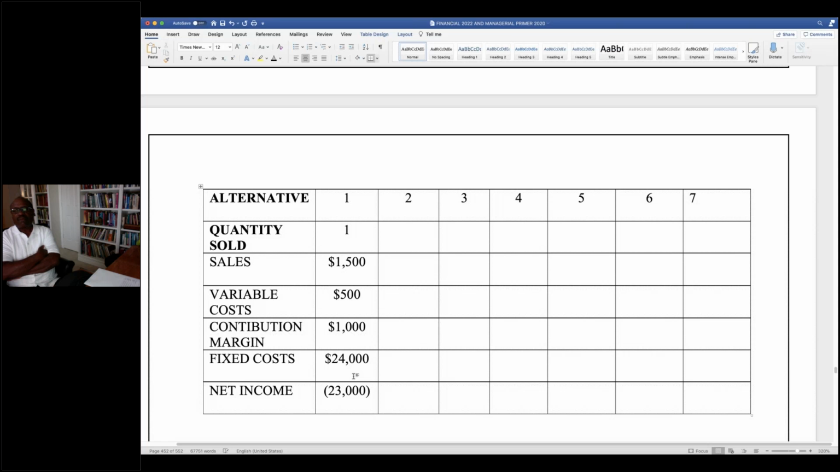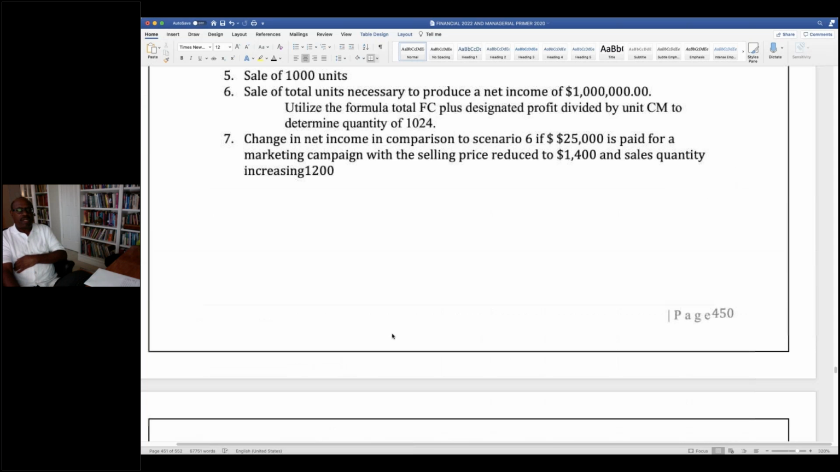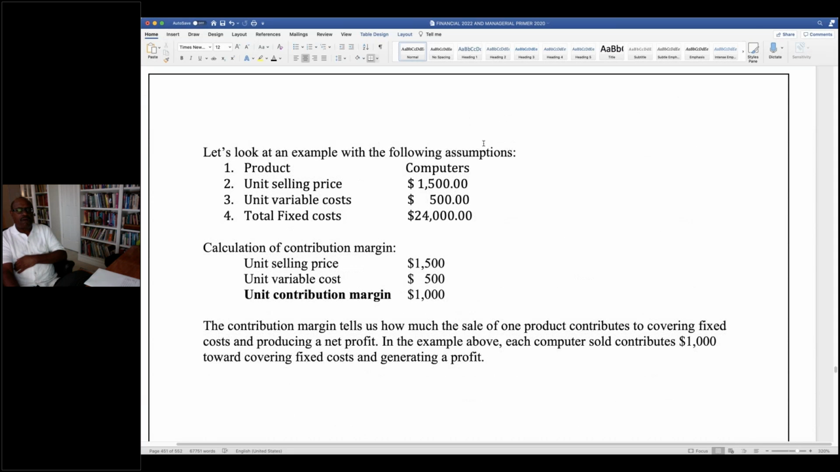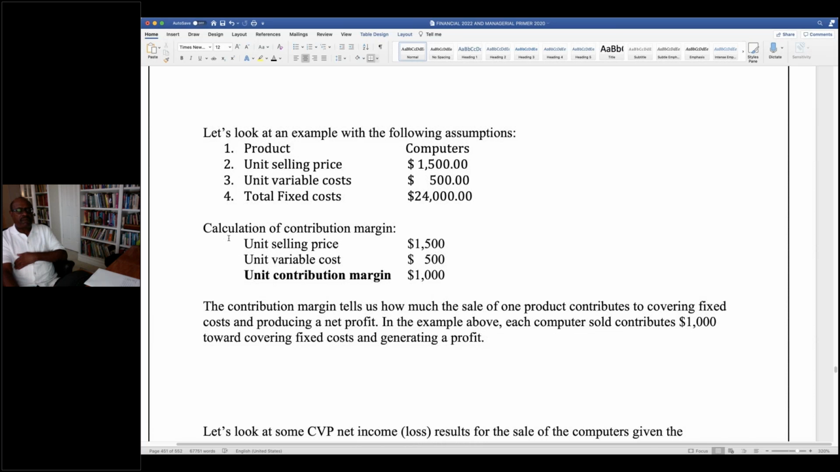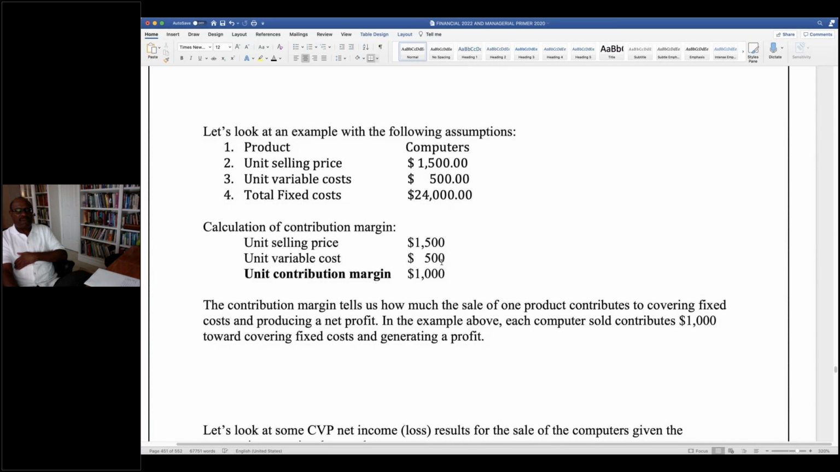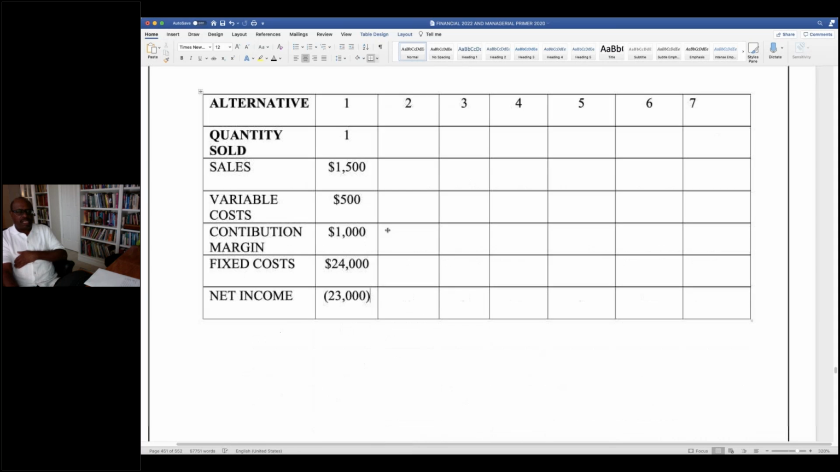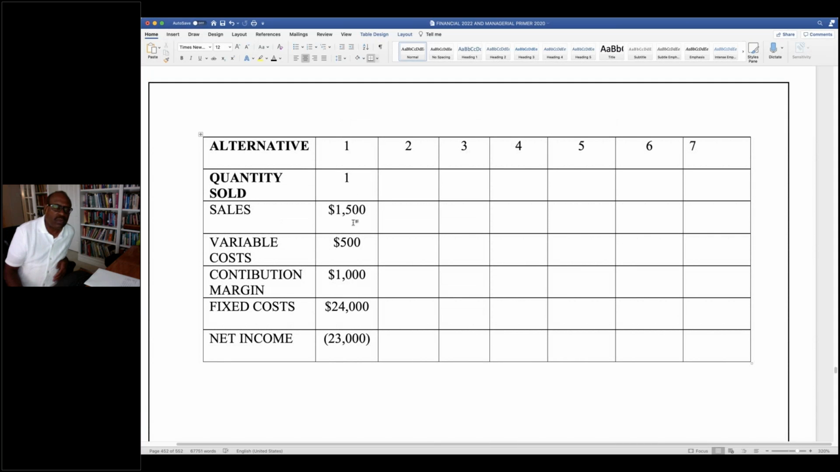Professor Boyd, were the sales and variable cost given? They're given. Okay. So we go back here to our assumptions. You are always going to be given this information: selling price, unit variable cost, total fixed cost. You're going to be given these, and then you calculate the contribution margin. So we always sell one item so that we can look at what the net income is going to look like for one item.